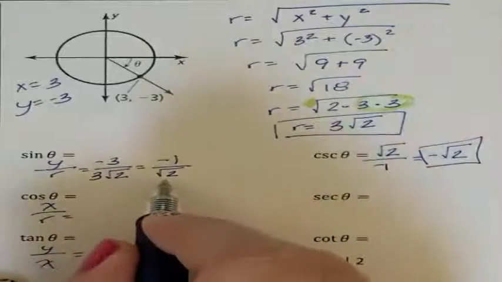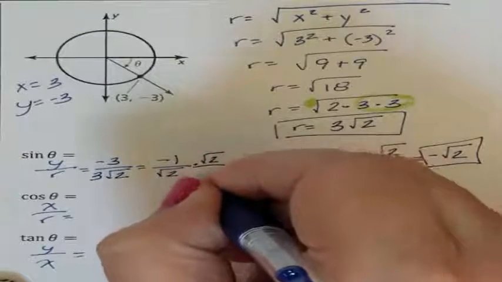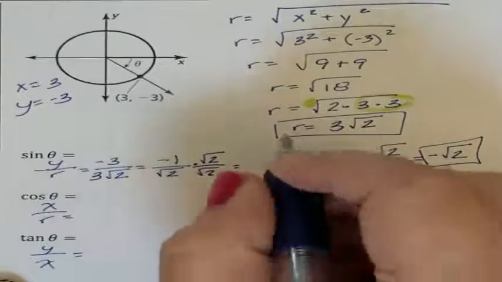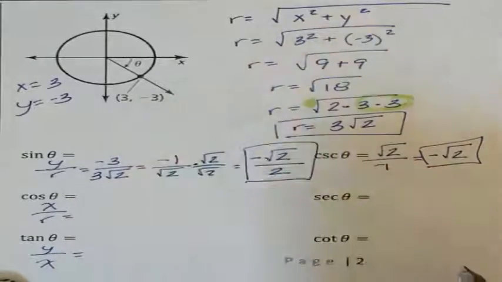But I can't leave it this way because it needs to be rationalized. So I need to multiply both the top and the bottom by the square root of 2. So my numerator is now negative square root of 2, and my denominator is 2.